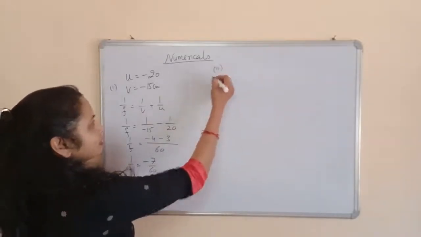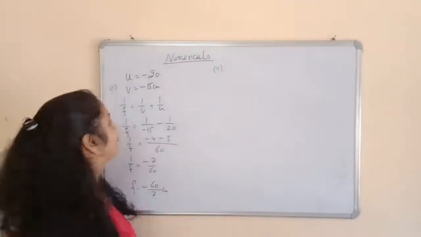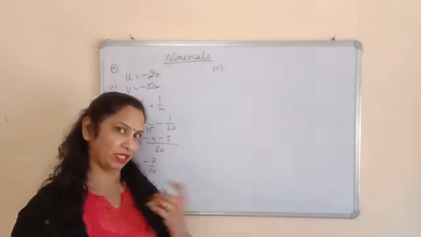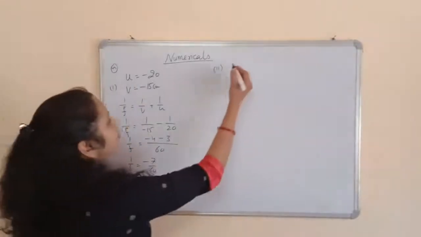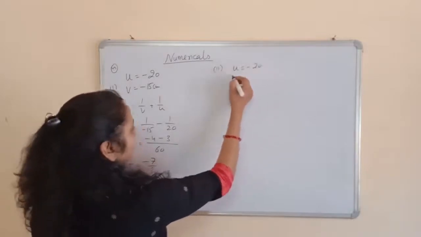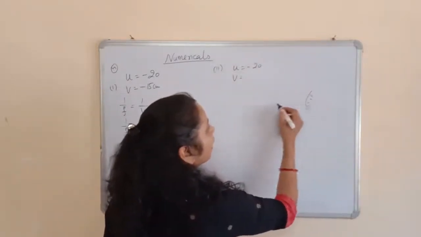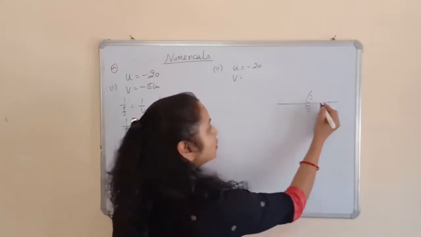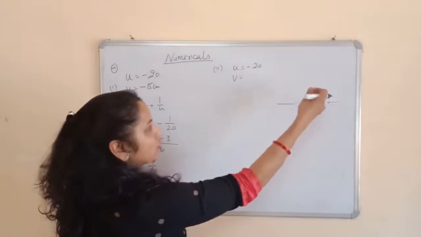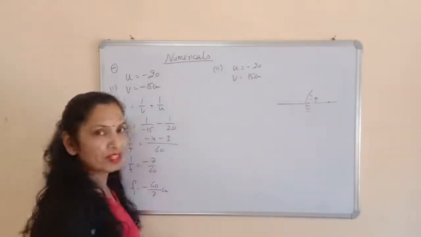And in the second case, it is given that the image is found behind the mirror. This is question number 4 from your worksheet. If the image is found behind the mirror, U is 20 and V should be... If the image is formed behind the mirror, it means the image is formed towards this side, and then it is always positive. So V is plus 15 centimeter.